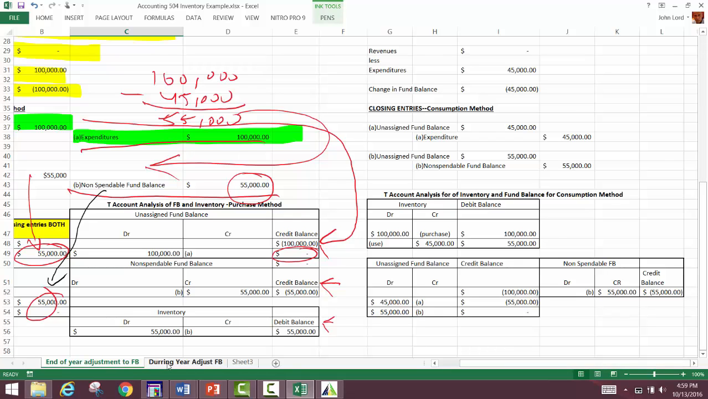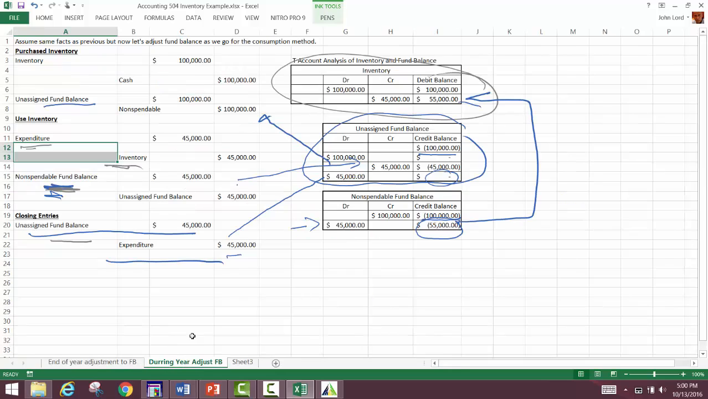Now let's look at that other method. What's it called? Consumption method. When we look at the consumption method, I'm just going to go to this tab 2, which you may not have available because I didn't print that one last time, but you'll be able to see it on iLearn. I put it on iLearn, so it's there. But let's take a look here now.